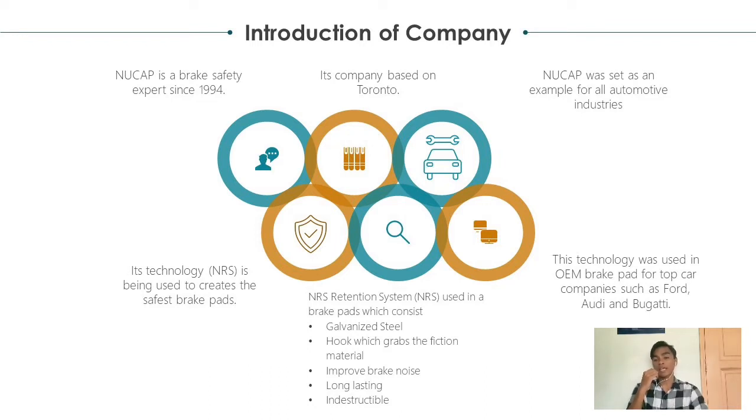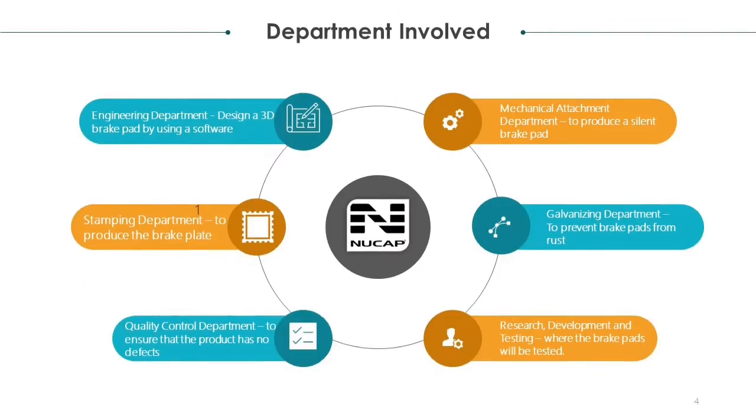This company uses NRS technology since it can create the safest brake pad. With this NRS retention system in the brake pad, it can provide many things such as galvanized steel, a hook which grabs the friction material, improved brake noise, long lasting and indestructible. Furthermore, this technology is used to create OEM brake pads for top cars such as Ford, Bugatti, Audi and etc.